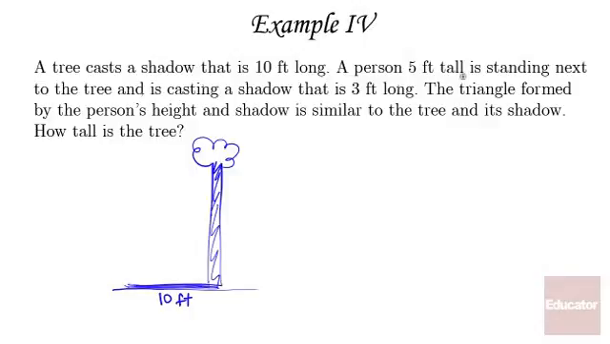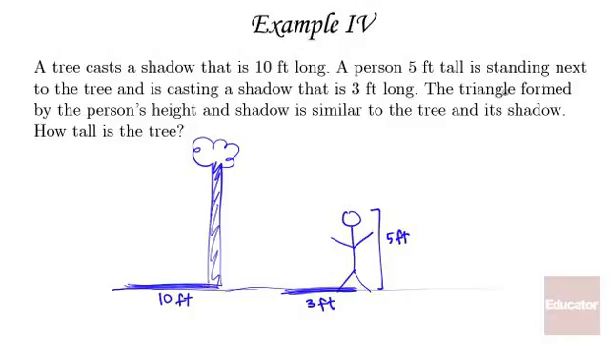A person 5 feet tall is standing next to the tree. So let's say the person is right here. Draw a stick man. Okay, this is still the same ground. This person is 5 feet tall. So from here down to the ground is 5 feet. So where this person is standing, his shadow is 3 feet, right?